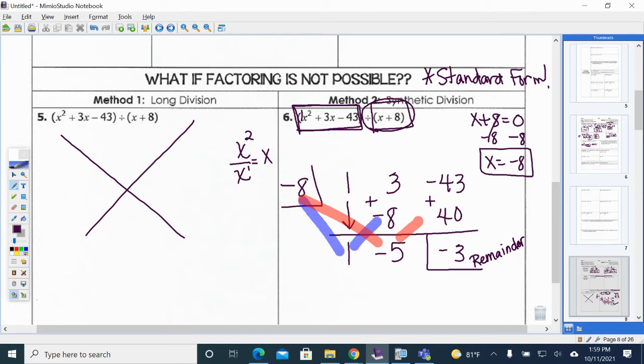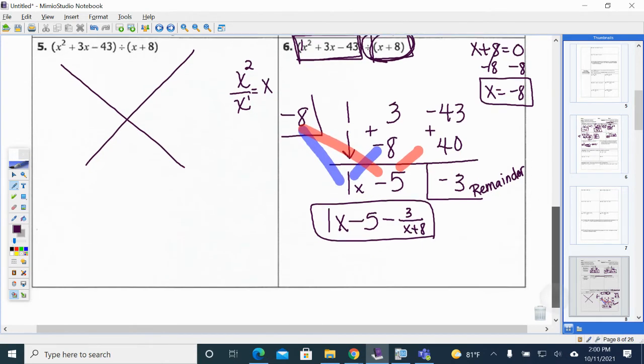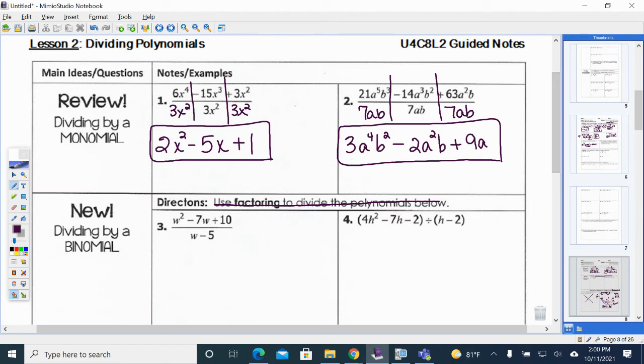So the x squared is going to decrease to an x. And that's what your answer is going to do. It's going to decrease that x squared, and our final answer at the bottom is going to reveal itself as 1x minus 5. And then for our remainder, it's negative, so I'm going to put minus 3 over the binomial x plus 8, which is your divisor. Okay? It's a little weird. If you've never done this before, give it some time. Let's do another one.